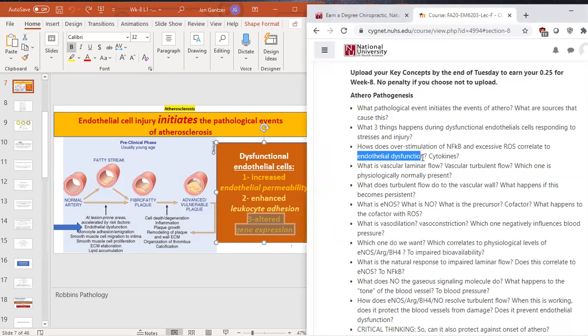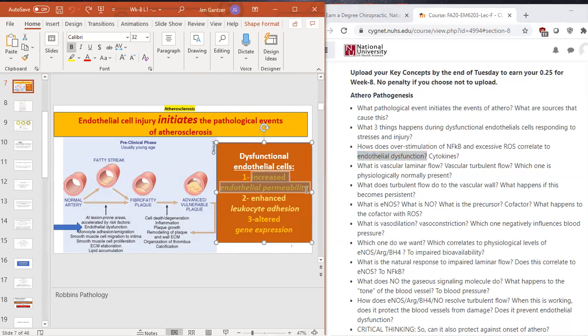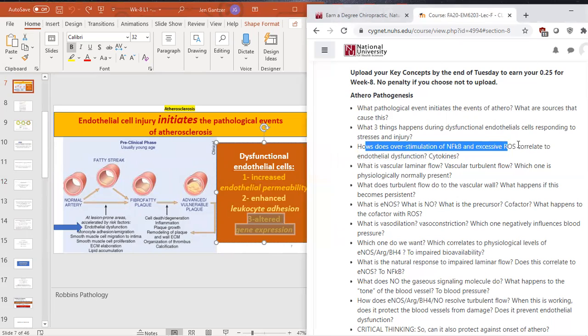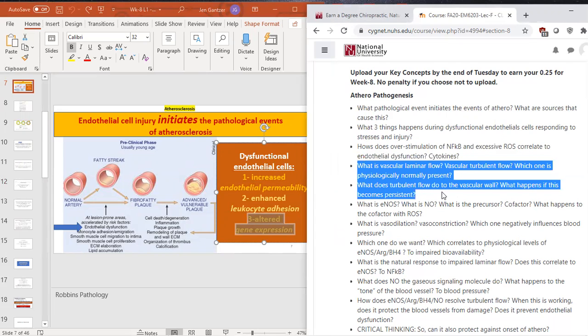So recognizing endothelial dysfunction is going to be present with increased endothelial permeability, enhanced leukocyte adhesion, and then of course that aberrant gene expression. And that directly correlates to overstimulation of your nuclear factor kappa B. And then that's a feed forward cycle of more and more pro-inflammatory cytokines and more reactive oxygen species.